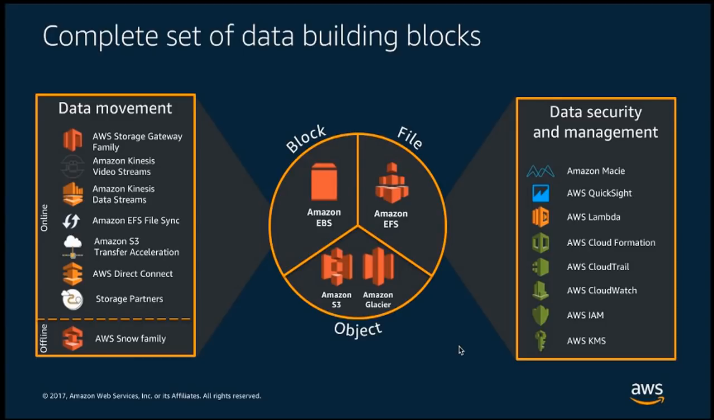And on the bottom, we have S3 and Glacier, which are object storage. And those are sort of foundational to moving workloads into AWS and moving large data sets and building things like data lakes, archiving data, and sending backup data into AWS. So what we're going to focus on today is the Storage Gateway family, the EFS File Sync product that we launched back in November, as well as S3 Transfer Acceleration and the Snow family.